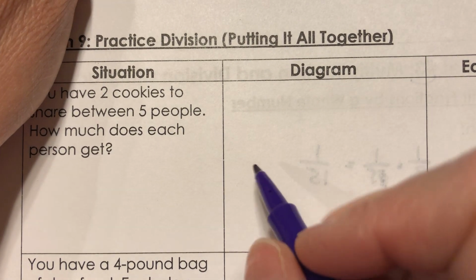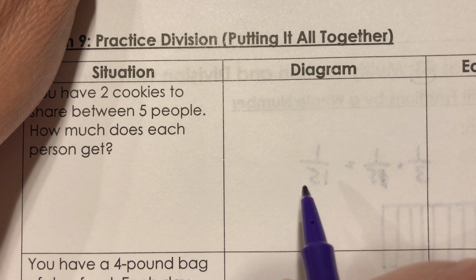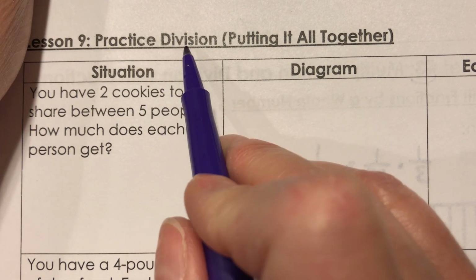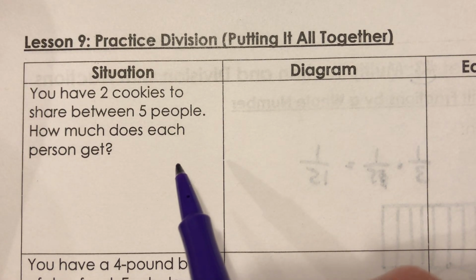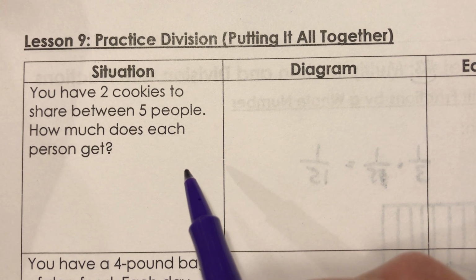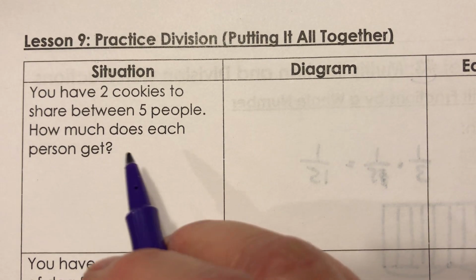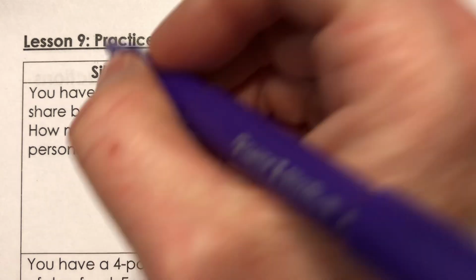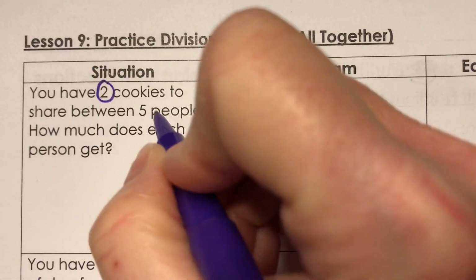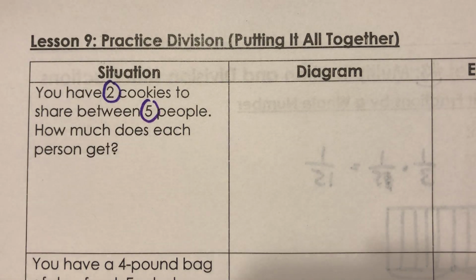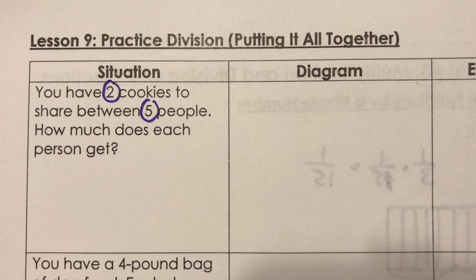And we'll find that you'll end up having 2 equations. You'll have probably a division equation, right? Because this is practice division. And then we'll see what we do with those division equations in order to solve them. So here is our first situation. You have 2 cookies to share between 5 people. How much does each person get?